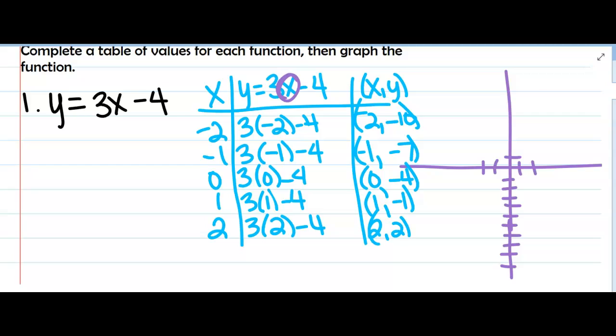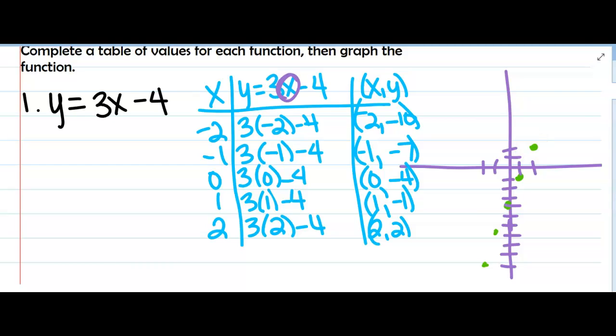And they're going to go up to 2. And then we're going to go ahead and throw all of these points here on my graph. So we're going to start with -2, -10. We have -1, -7. We have 0, -4. We have 1, -1. And we have 2, 2.